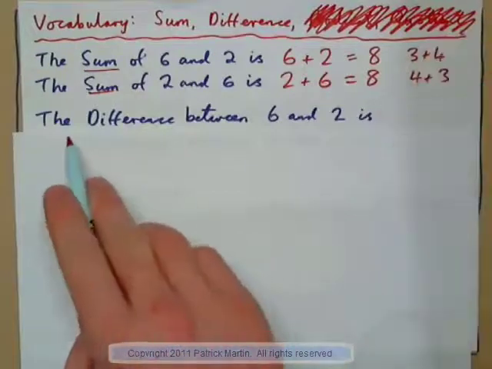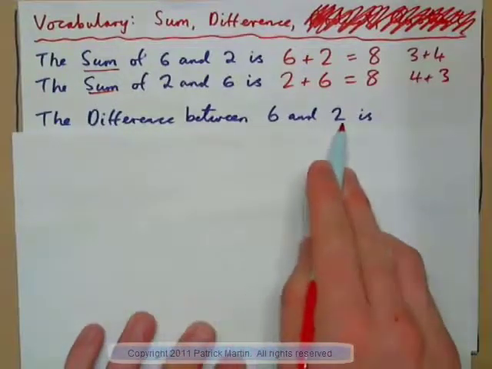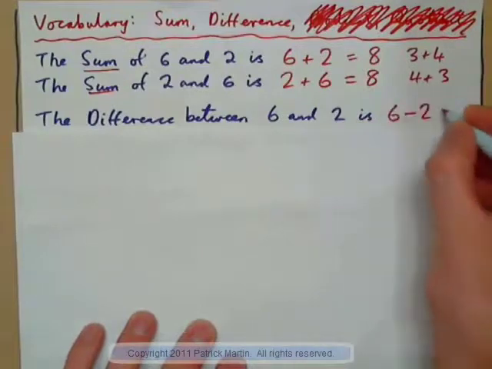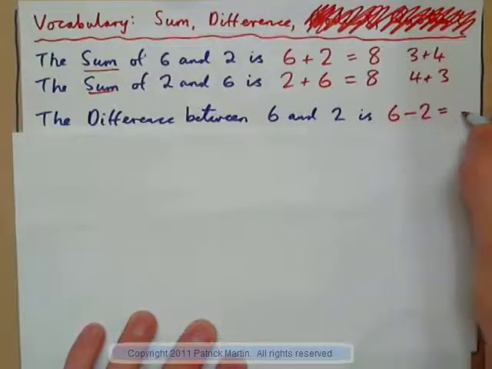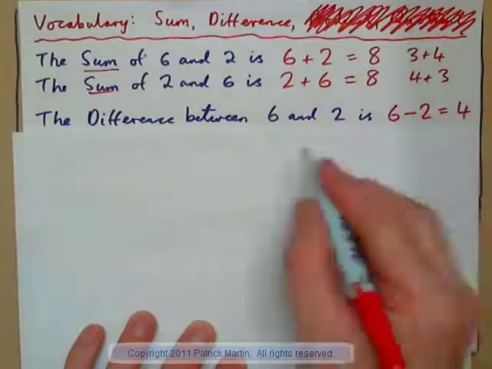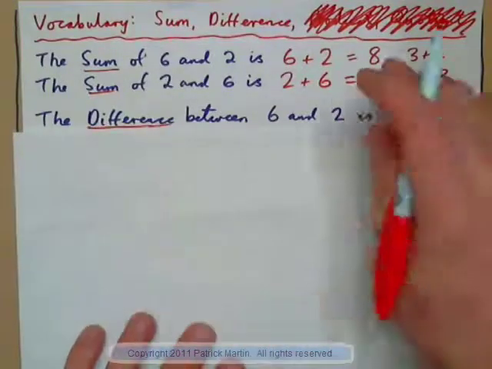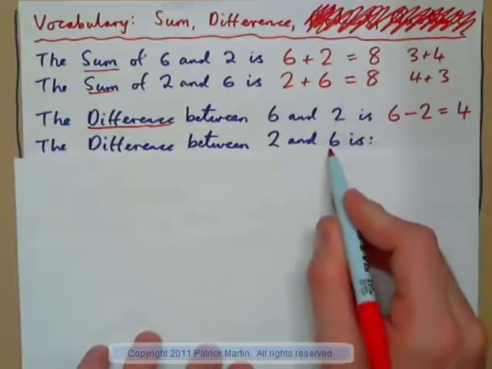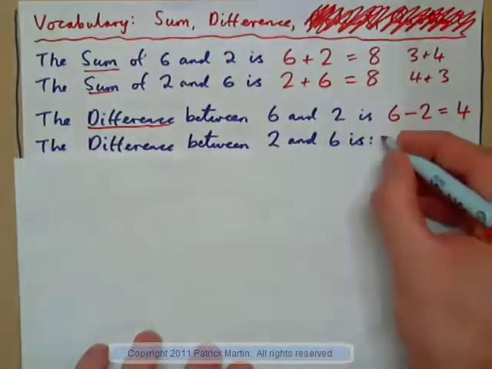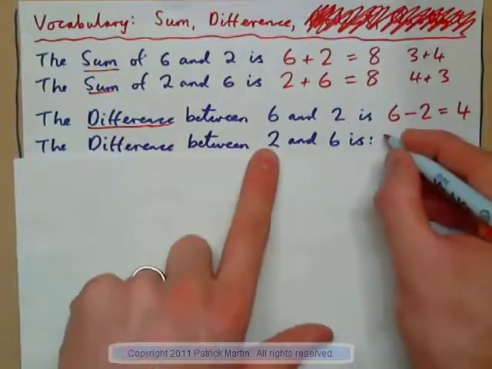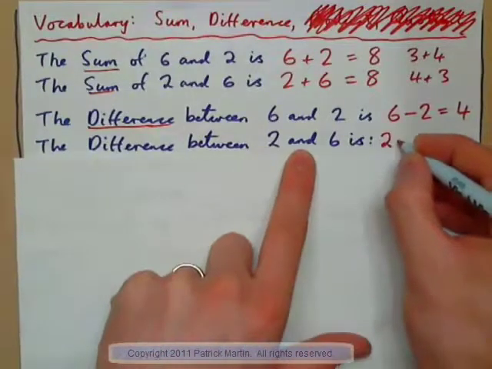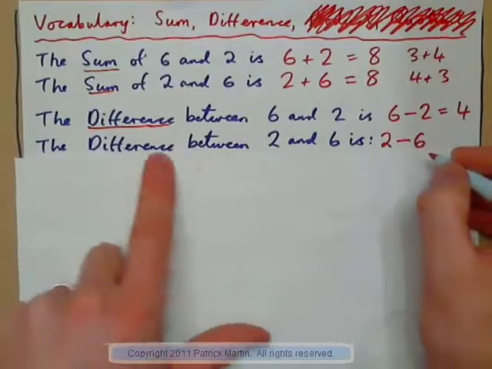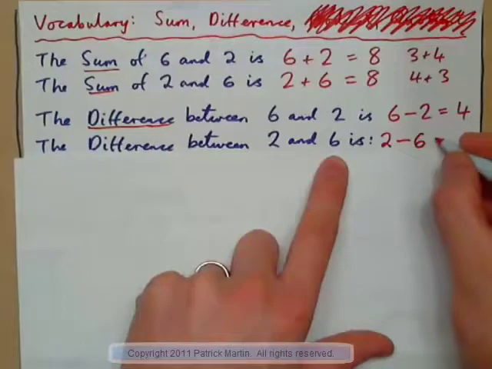However, difference. The difference between 6 and 2 is 6 minus 2, or 4. 6 minus 2 gives 4, and that's what difference means. But the problem is, the difference between 2 and 6 is this. You start with the first number, 2, then you subtract the second number, 6. The difference between 2 and 6 is 2 minus 6.